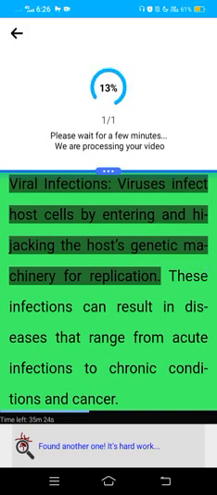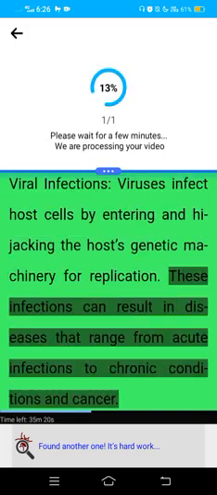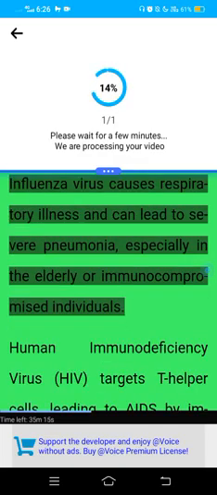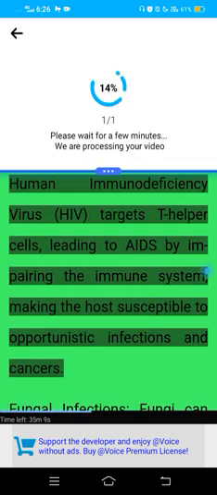Viral infections. Viruses infect host cells by entering and hijacking the host's genetic machinery for replication. These infections can result in diseases that range from acute infections to chronic conditions and cancer. Influenza virus causes respiratory illness and can lead to severe pneumonia, especially in the elderly or immunocompromised individuals. Human immunodeficiency virus (HIV) targets T helper cells, leading to AIDS by impairing the immune system, making the host susceptible to opportunistic infections and cancers.